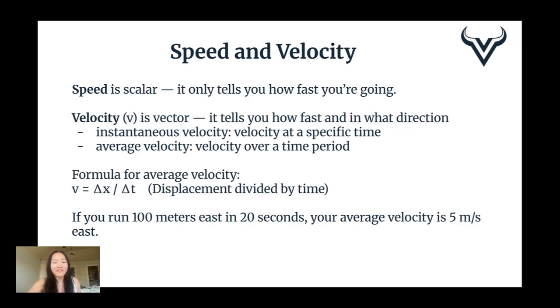Speed is scalar. It only tells you how fast you're going, while velocity tells you how fast and in what direction. The instantaneous velocity is the velocity at a specific time, while the average velocity is the velocity over a time period. The formula for average velocity is change in position over change in time, or displacement over time. For example, if you run 100 meters east in 20 seconds, your average velocity is 5 meters per second east.